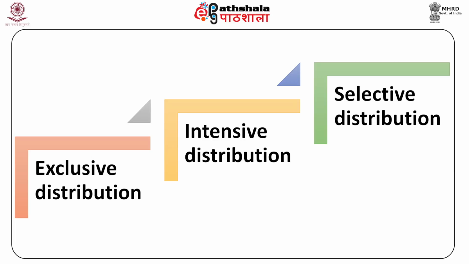B. Intensive distribution. In this type of distribution, there are several intermediaries to handle the product. In this type of distribution, the consumer reach is wide and the order size is also small. This system is complex in nature because it's very difficult to keep a check and control on a large number of middlemen.